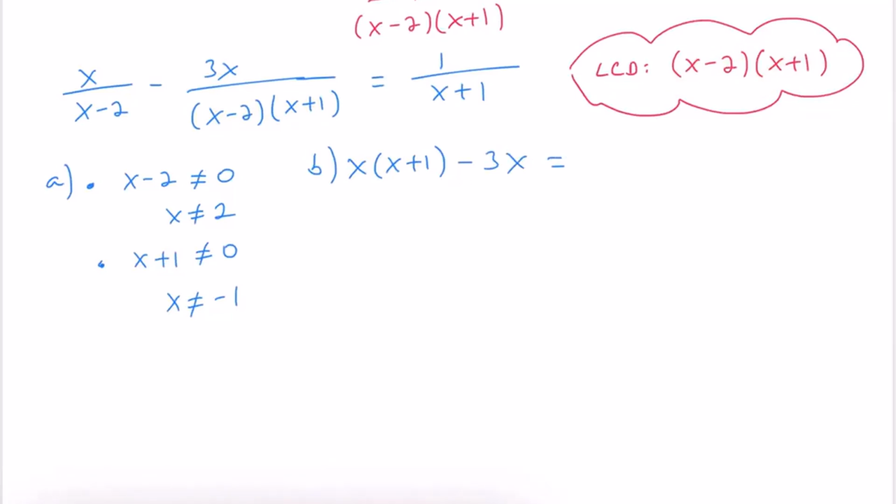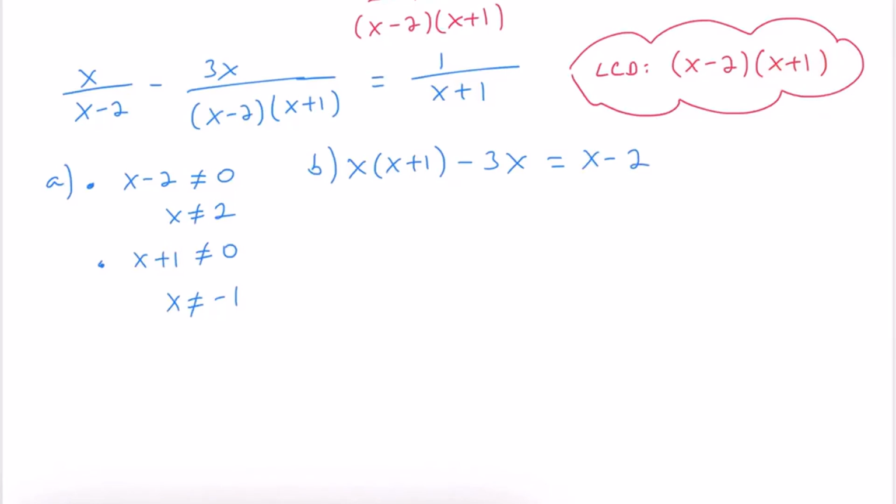On the right side, we have 1 over x plus 1. We need to multiply it with x minus 2 times x plus 1. So here, the x plus 1 will cancel out. So we have x minus 2 remaining. So x minus 2 times the 1 on top. So 1 times x minus 2, which is x minus 2.